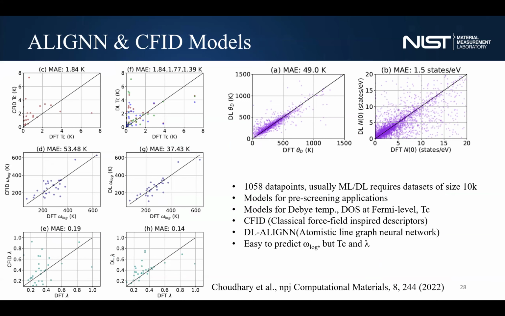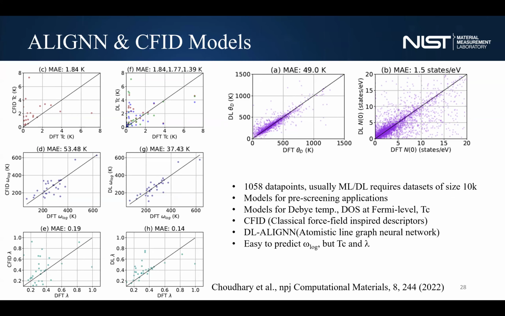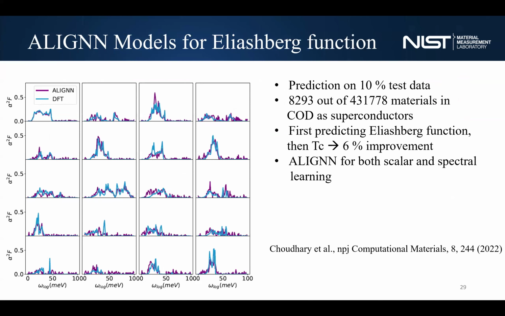We found that it's much easier to predict omega log than lambda, and the deep learning model seems to be better, but Tc prediction is still very challenging. We also predict the Debye temperature and density of states at the Fermi level. We also found that instead of directly predicting transition temperature, we can predict the Eliashberg function. It can give you up to 6% improvement if you first predict the Eliashberg function and then Tc, instead of directly predicting Tc. Using this model, we applied it to 431,000 materials in the Crystallography Open Database and found 8,293 candidate superconductors using this machine learning model.